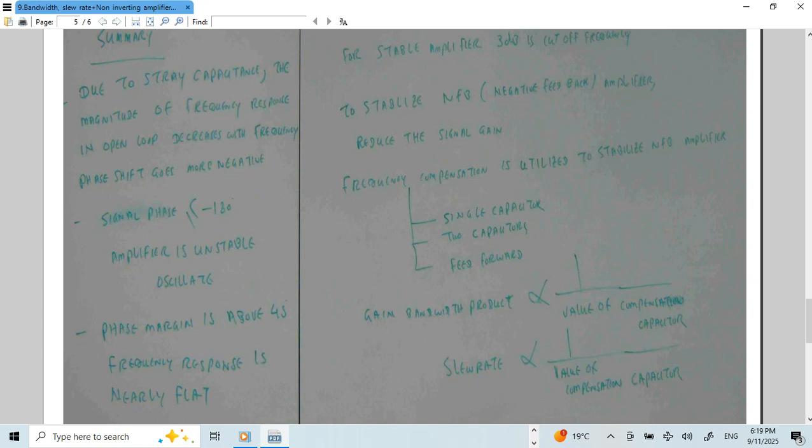So the frequency response is nearly flat. The phase margin is about 45 degrees, and the frequency response is nearly flat. And so for a stable amplifier, 3 dB is the cut-off frequency. Three dB is the cut-off frequency.